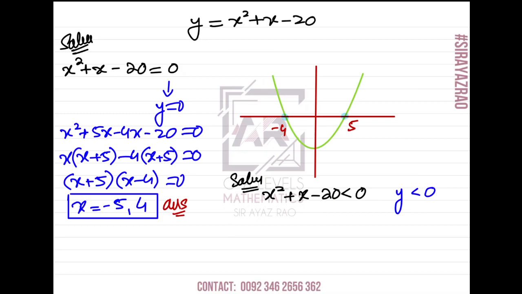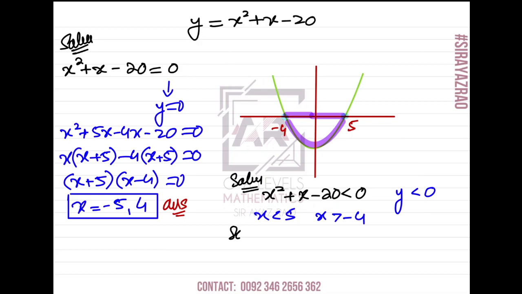So y is less than 0 at what x values? You can see these are the x values, these are the y values where y is negative. Over here the y is negative. So what are the x values here? x is greater than minus 5 and x is less than 4. So you can write down like this: x is greater than minus 5 and x is less than 4. You can write down the answer like this.